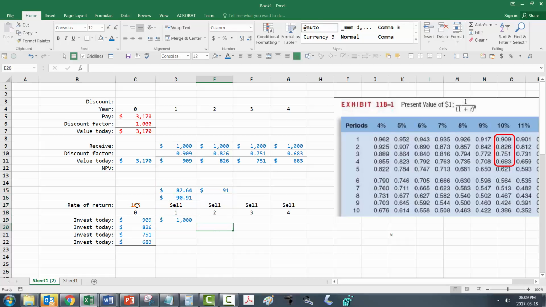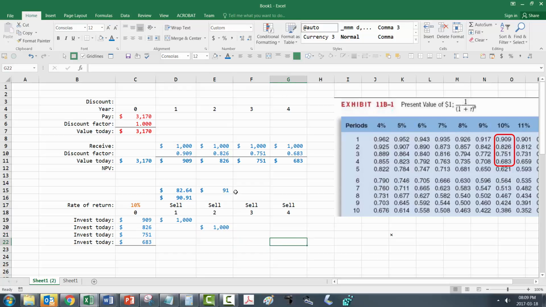If I cash out at that point in time, I'm going to get back my 826 plus the prior year's return plus the return earned from the 826, which was $91. And guess what? That equals $1,000. And they can keep doing that going forward. And guess what? Each one of these amounts is going to be $1,000.